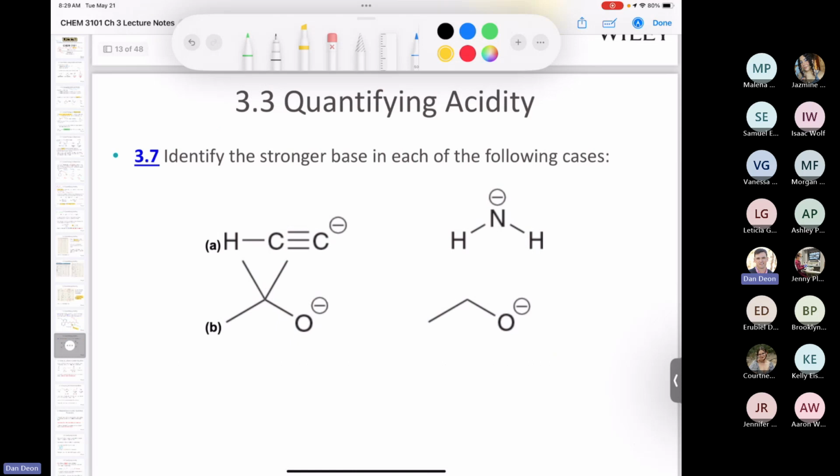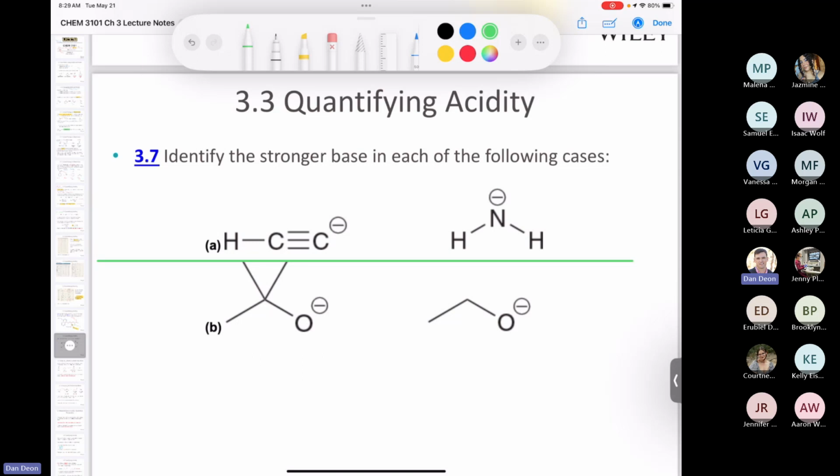Now, in the next one, what we're doing is we're trying to look at these two bases and figure out which one is a stronger base. So we've got the conjugate base of an alkyne and the conjugate base of ammonia. Now, what's the rationale we're going to use? We're going to say whichever one produces a weaker acid is going to be the stronger base. So what we'll do is we'll look at the conjugate acid of both of these.